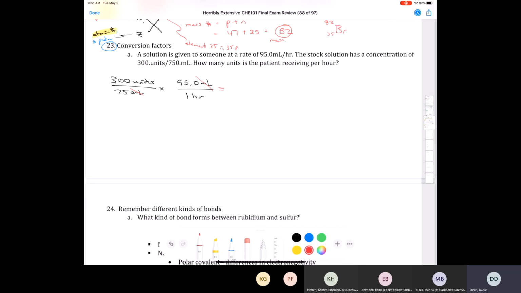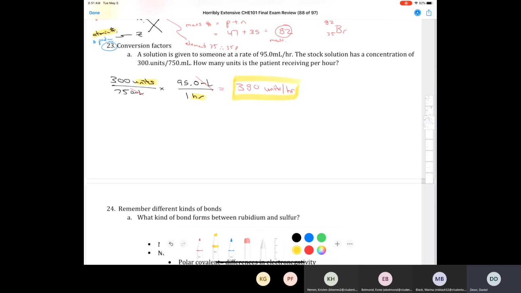And when I take 300 divided by 75, which is 4. So 4 times 95 is going to be equal to 380. So I get 380, and my units will be units per hour. Units per hour, and that's it.